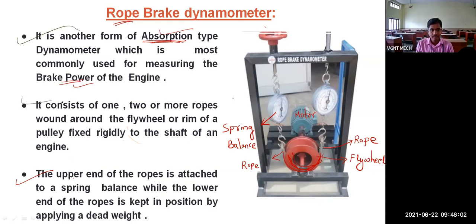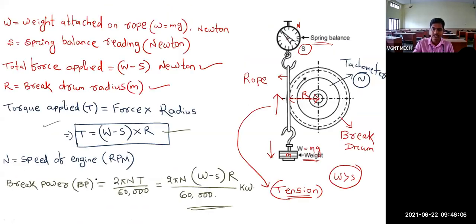Third point, the upper end of the rope is attached to a spring balance. You can see here in the diagram. So this is the rope we have. This part is the rope. The upper end of the rope is connected with the spring balance, and the lower end of the rope is connected with dead weight. So here we will be having some weight. Then this diagram you have to draw, and this calculation part you have to indicate.